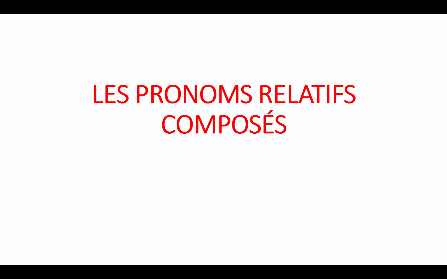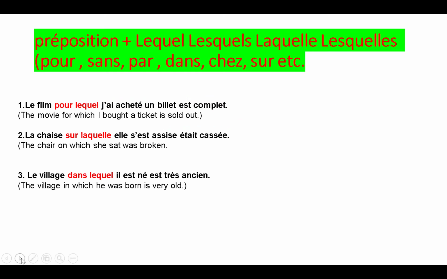Today in this video we are talking about the pronoms relatifs composés. Pronoms relatifs composés are used after a preposition to link ideas more precisely. So here the preposition we use with quel or laquelle, you can say, just to avoid the repetition in the sentence.